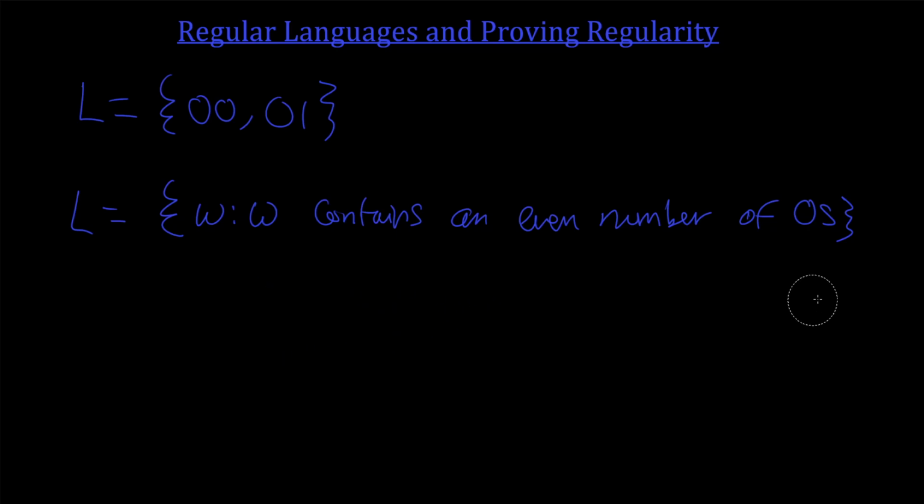And this segues really nicely into talking about an edge case, which is the empty string. So what exactly is the empty string? Well, the empty string is the string that contains no characters, and we denote the empty string with the character epsilon. So epsilon is the empty string. And again, the empty string is the string that contains no characters.